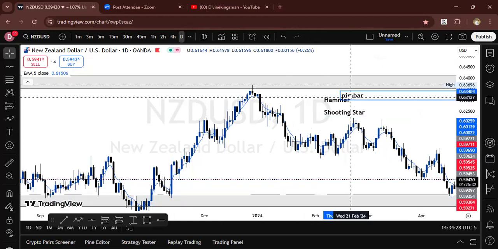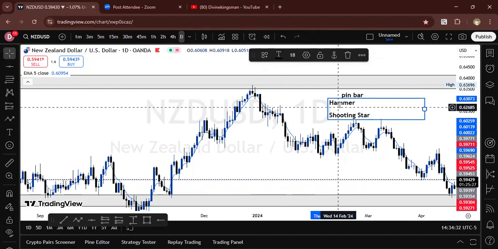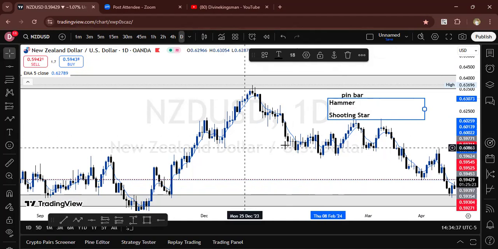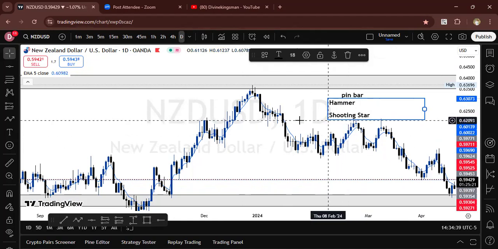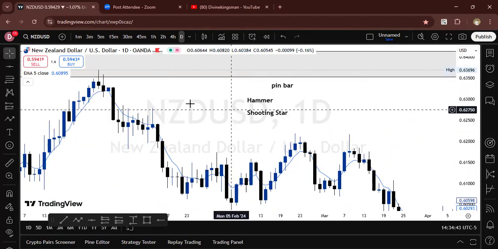You can also look at it in that way. But these are other two candlesticks that I didn't talk about as well: the hammer and shooting star. The hammer occurs at the bottom of a downtrend, while the shooting star occurs at the top of an uptrend. And this is how the shooting star looks like, right?